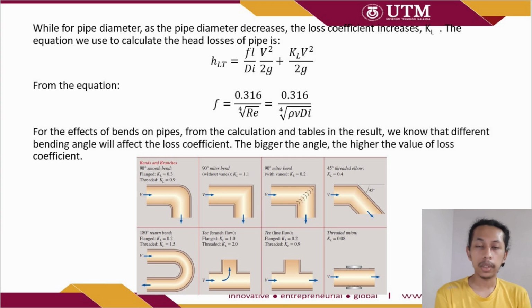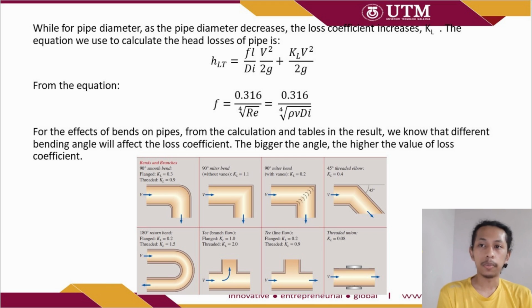And then the pipe diameter influences the loss coefficient. From the equation shown above, we knew that the loss coefficient is inversely proportional to the diameter of the pipe. And the bigger the pipe diameter is, the lower the loss coefficient KL.